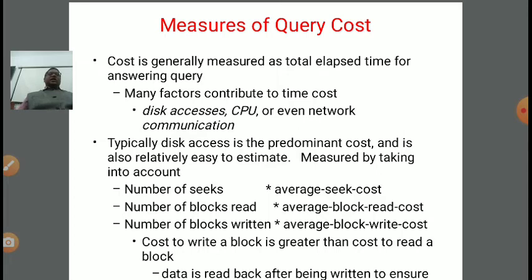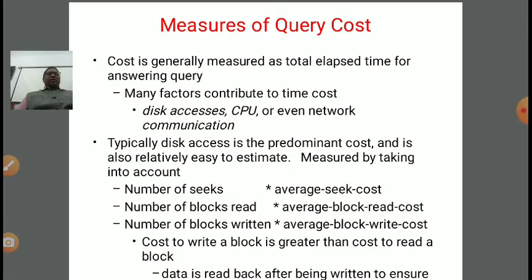Now, typically disk access is the predominant cost. What do you mean by this? Predominant, because that is predefined and is also relatively easy to estimate. In the case of disk access, we need to see the number of seeks, that will be the average seek cost, the number of blocks read, that will be the average block read cost, and the number of blocks written, that will be the average block write cost.